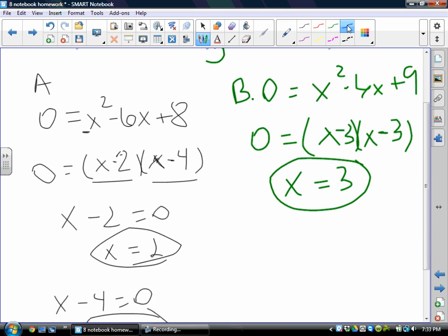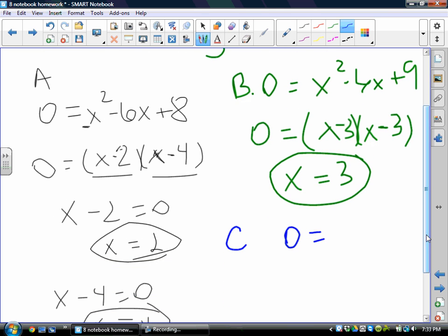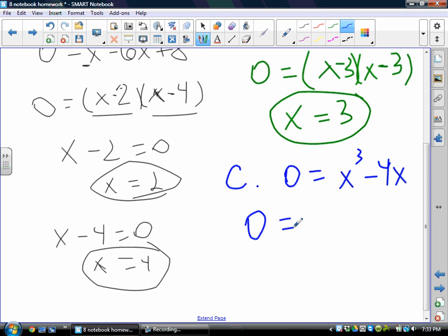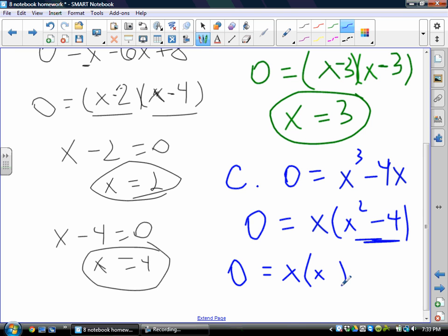And C was 0 equals x to the third minus 4x. Now this one, I'm going to factor, but I'm going to factor it a little differently. I'm going to factor out a common value. They both have at least one x, so I'm going to pull that out. X squared minus 4. Right? So now I can factor this part a little bit further, and if you know, that's a difference of squares. So you take the square root of both things, and one's going to be a plus, and one will be a minus.